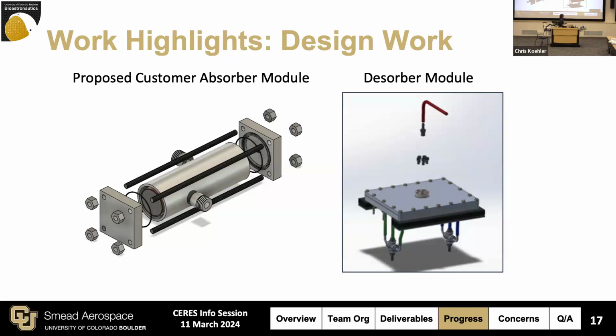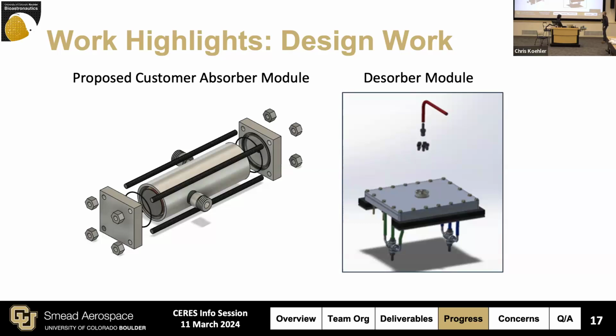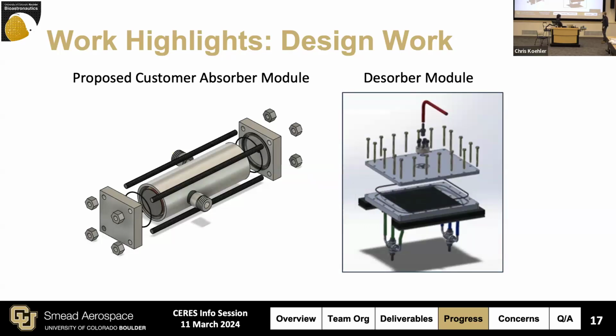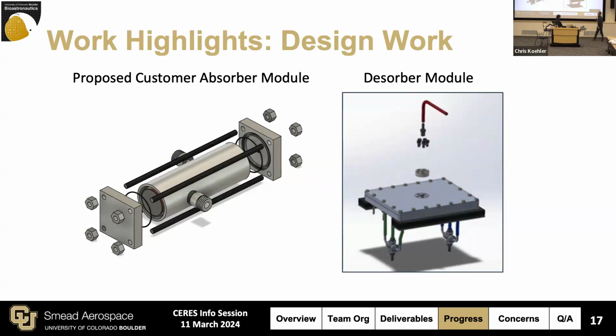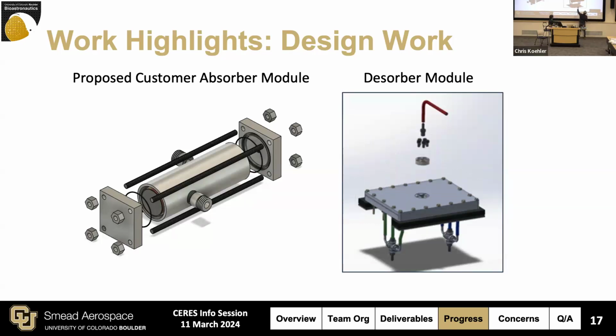Hey, Garrett, it was. Yeah, so this is the design for our absorber and desorber module. Pretty simple from the outside, more complicated on the inside. It's kind of shadowed, so you can't really see it, but these are the supply pipes for the ionic liquid. One is in, one is out.